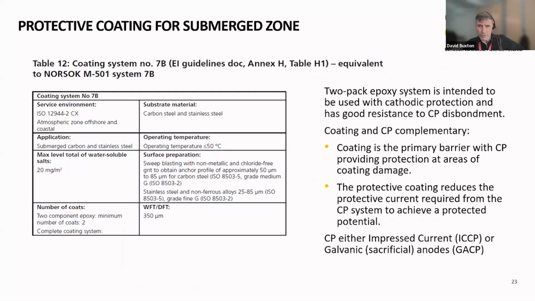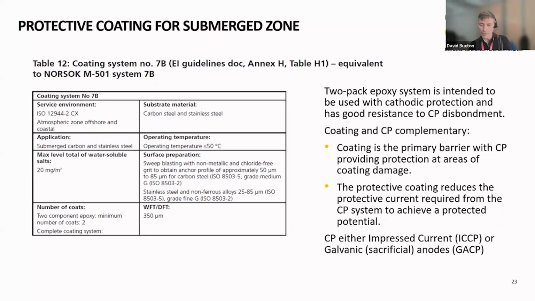The key thing for the submerged zone is that the coating should have compatibility with cathodic protection. It should have good resistance to cathodic protection disbondment. And if that is the case, then the coating and the cathodic protection are complementary. The coating provides the primary barrier and covers the vast majority of the surface, and then the CP provides protection to those areas where the coating has become damaged either during installation or during service.